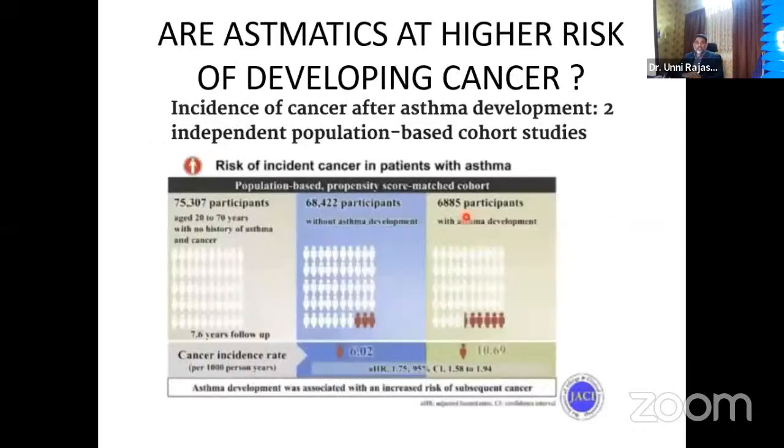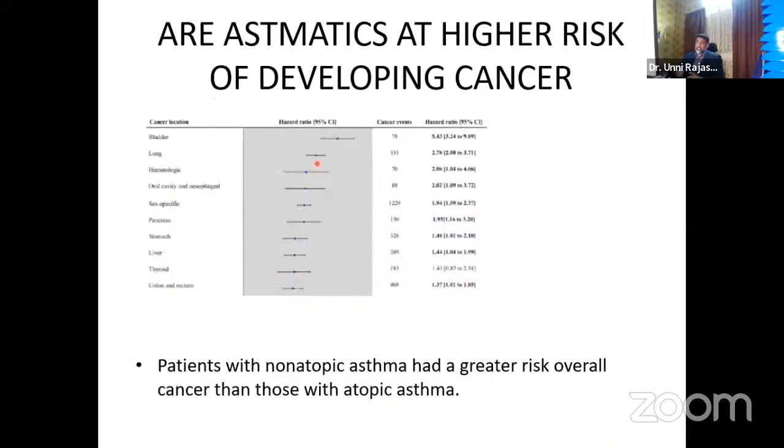Do asthmatics have a high risk for developing cancer? This interesting study from Boston looked at more than 75,000 patients. They found that the cancer incidence was higher, 6 in non-asthmatics to 10 in asthmatics, with a hazard ratio of 1.7. Incident asthma development was associated with increased risk of subsequent cancer development. Interestingly, it's not just lung cancer; bladder, hematological, pancreatic, stomach, liver, and other cancers were all more common in asthmatics, not just lung cancer.